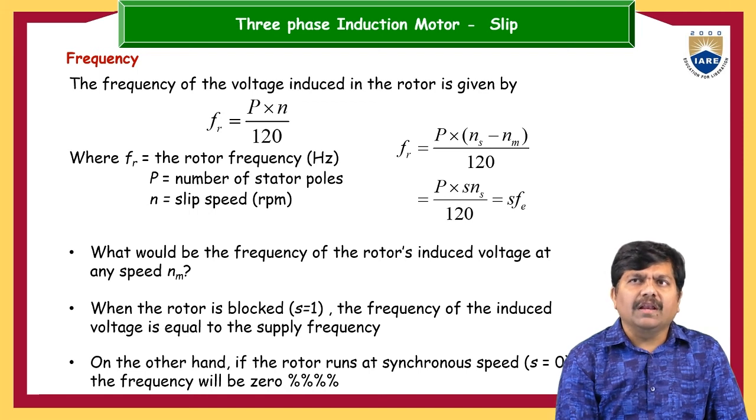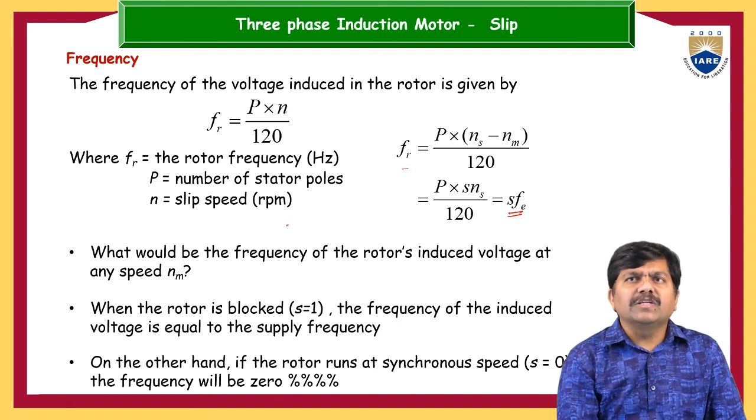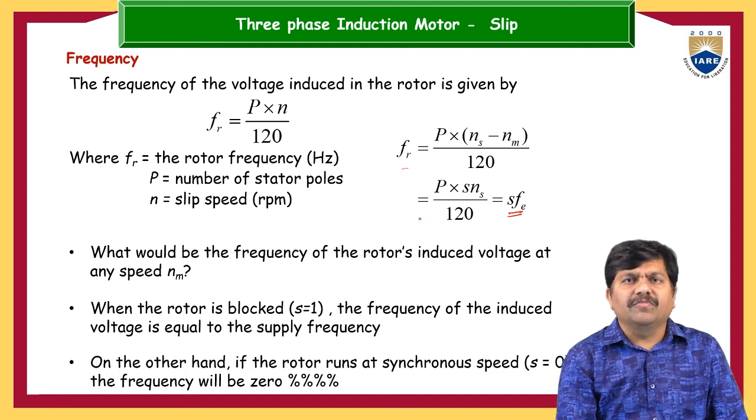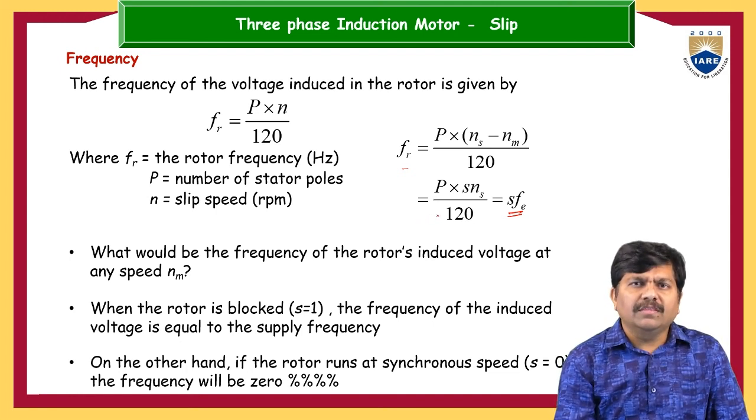If you want to calculate the rotor frequency, Fr equals P into S N S divided by 120, where S N S is the slip times the synchronous speed. This is nothing but the slip times the frequency. Here, it is the slip times the induced EMF frequency. So that's why there is a small difference between the stator frequency and the rotor frequency. The reason for the difference is simply that the rotor is revolving on itself. So these are the fundamental things we require to understand the three-phase induction motor.